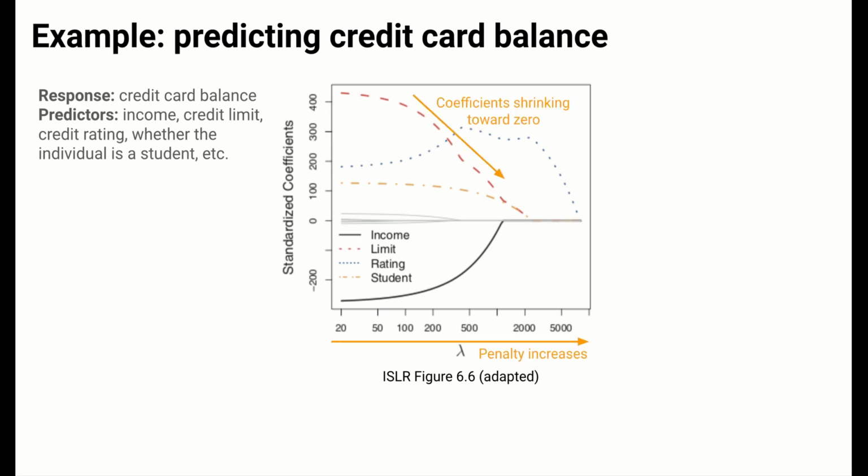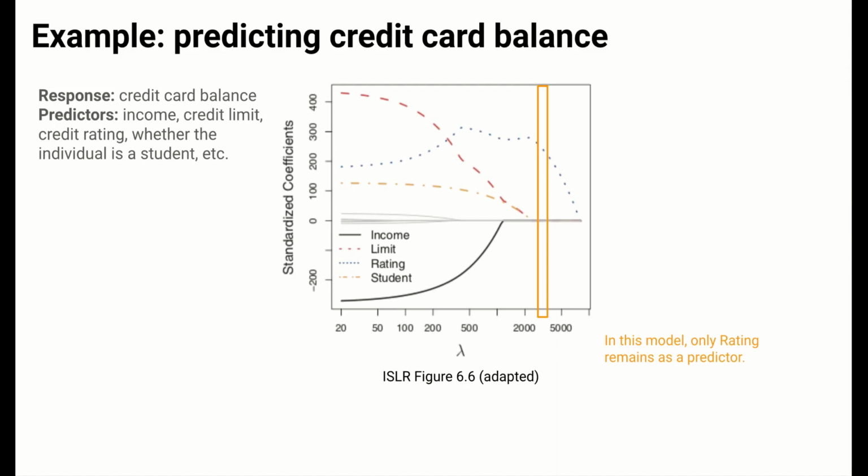As the penalty severity increases, the estimated coefficients move more and more towards 0. And eventually, most of the coefficients are set to 0 with a severe enough lambda penalty. A vertical slice of this plot corresponds to one particular model. In the slice highlighted here, all coefficients are 0 except the one for the credit rating variable. This indicates that the model chosen for this value of lambda has only rating as a predictor.